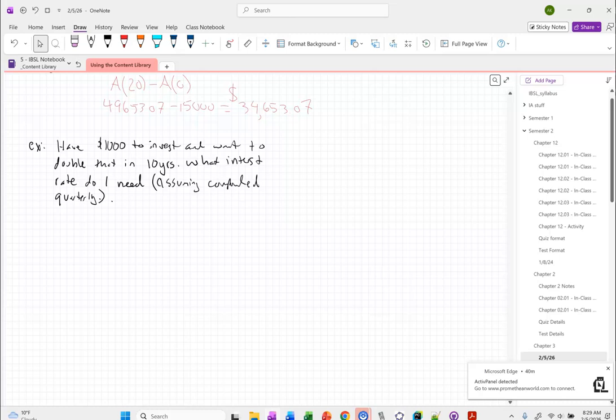Next example. We have $1,000 to invest and want it to double in 10 years. What interest rate do I need, assuming we're compounding quarterly? Okay, so this is P. This is T. Double is like A of 10 is equal to 2,000. What interest rate? That's what we're searching for. Compounded quarterly tells me that my n is 4. Everybody feel good?